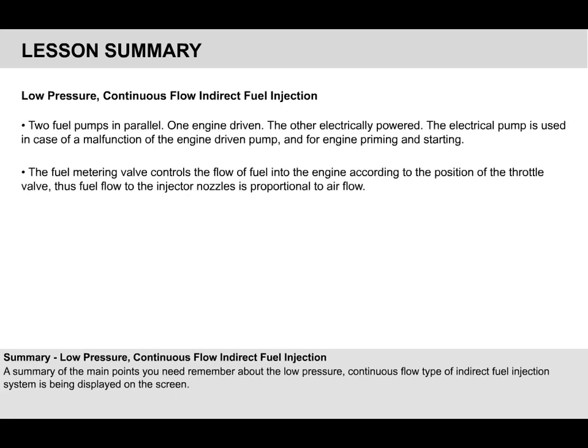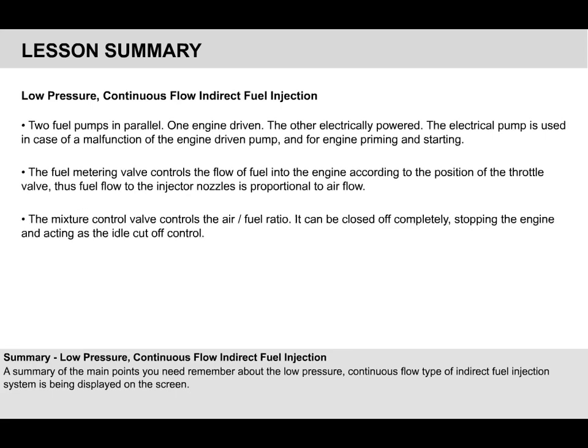The fuel metering valve controls the flow of fuel into the engine according to the position of the throttle valve. Thus, fuel flow to the injector nozzles is proportional to airflow. The mixture control valve controls the air-fuel ratio. It can be closed off completely, stopping the engine and acting as the idle cut-off control.